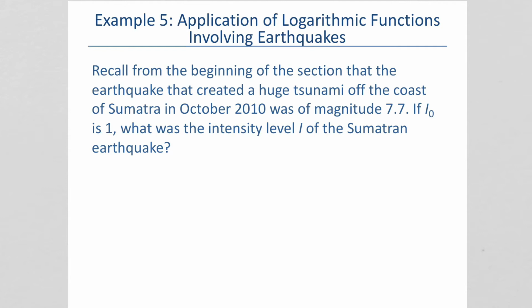Recall from the beginning of the section that the earthquake created a huge tsunami off the coast of Sumatra in October 2010. It was a magnitude of 7.7. If I naught is 1, what is the intensity level of the Sumatran earthquake? So remember, we've got R equals log of I over I naught. This time we've got the magnitude, it's 7.7, and I naught is just 1. So we've got 7.7 equals log of I.